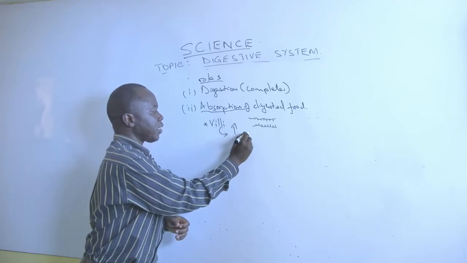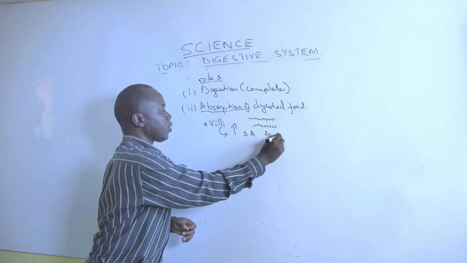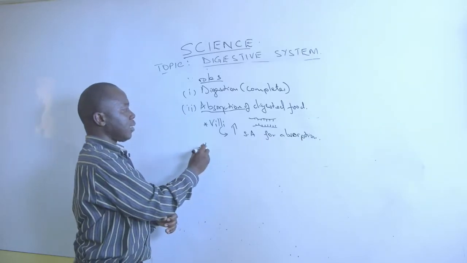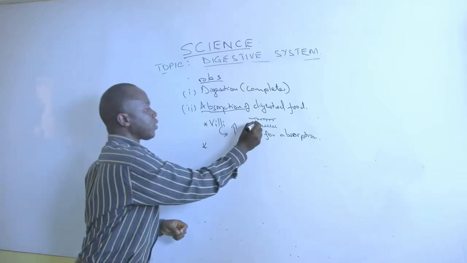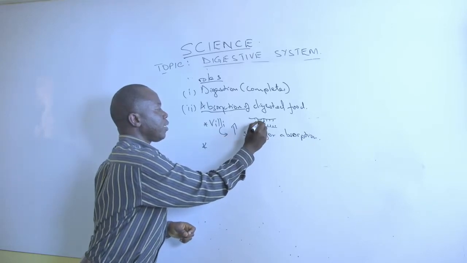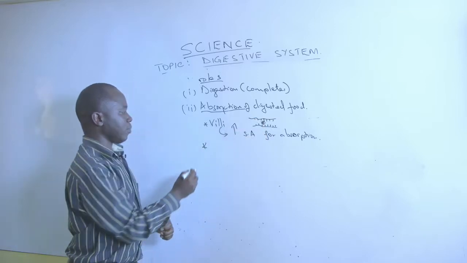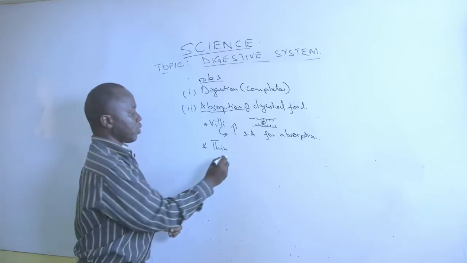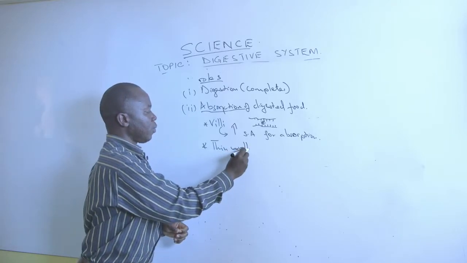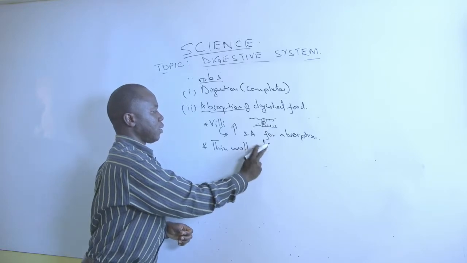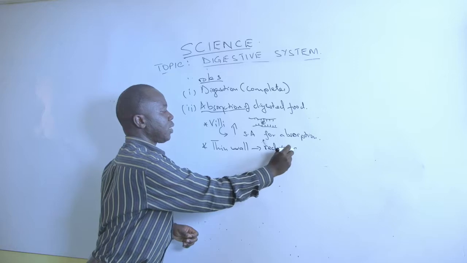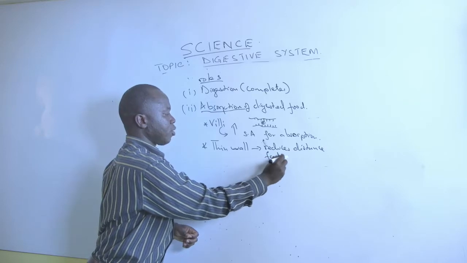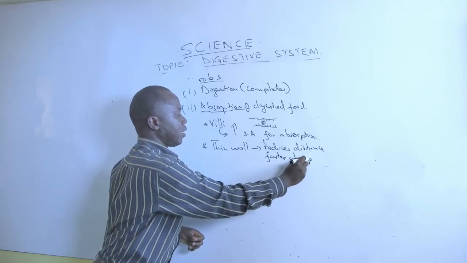They increase surface area for absorption. Then again, the wall that separates food in the ileum, in the villi, and the bloodstream is very thin. A thin wall in the villi will reduce distance, for faster absorption.